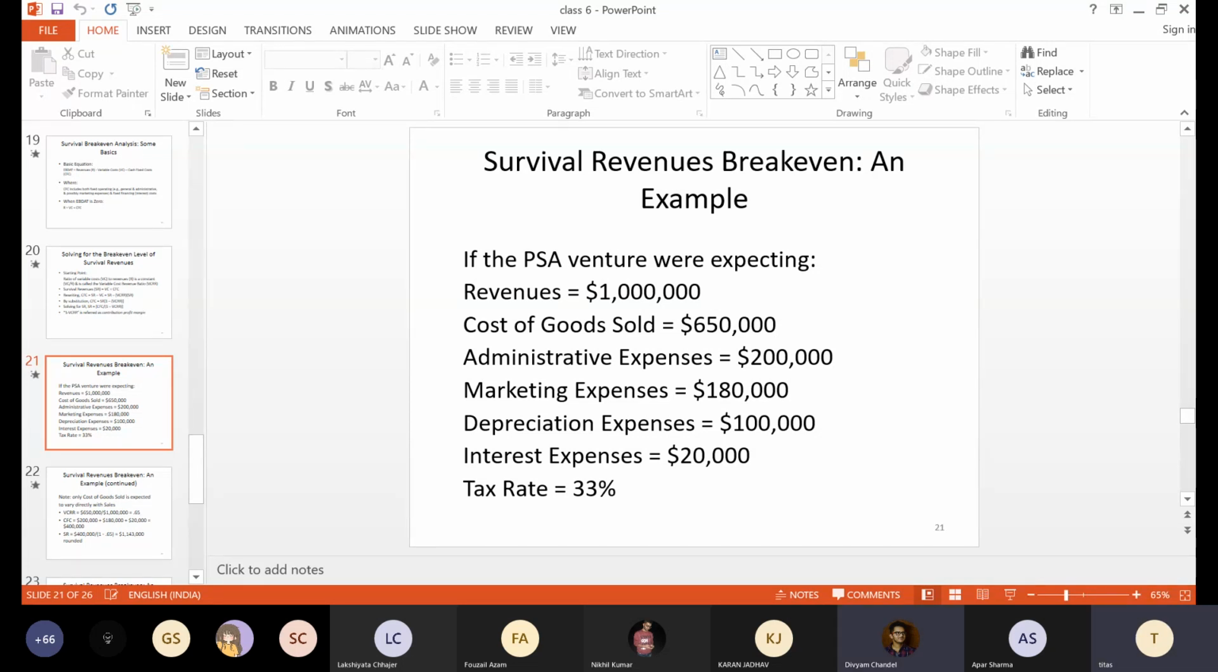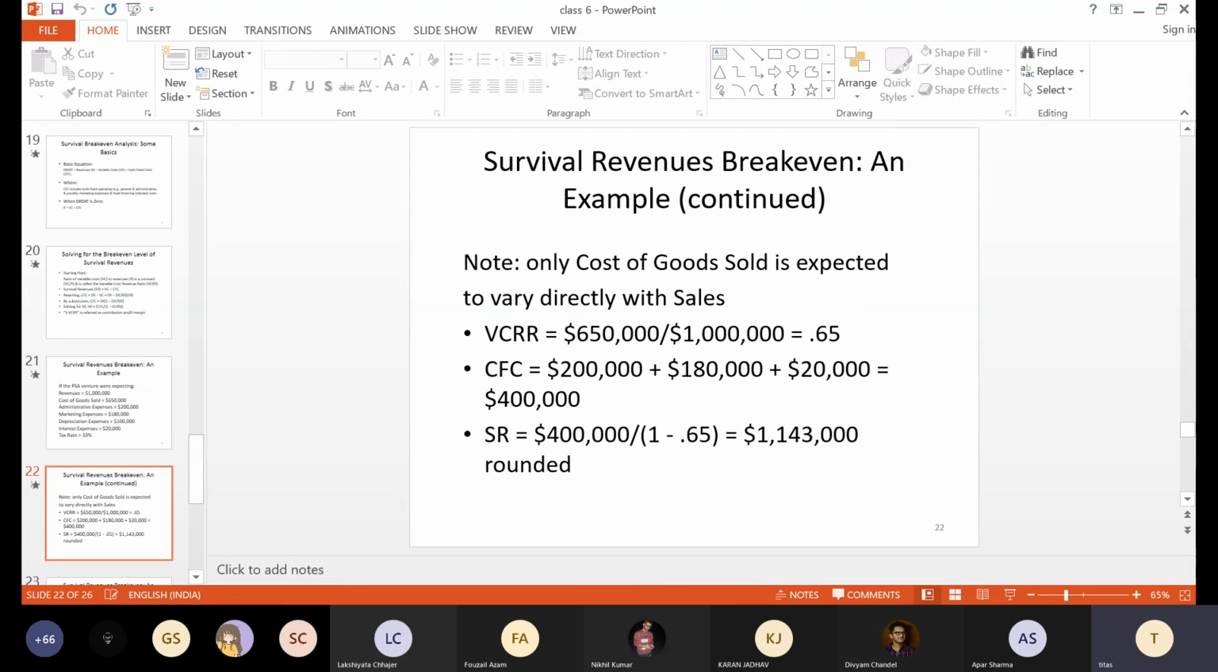And what is your VCRR, variable cost revenue ratio? Variable cost is also given to you. Revenue is also given to you. You just need to do the ratio. So what is it? What is the variable cost? Cost of goods sold, right? And revenue is given, so it is 65%. So just have a look at this slide. 0.65 is your variable cost ratio. Cash fixed cost is coming to 4 lakhs. So your survival revenue is 11,43,000, right? So this is your survival revenue.